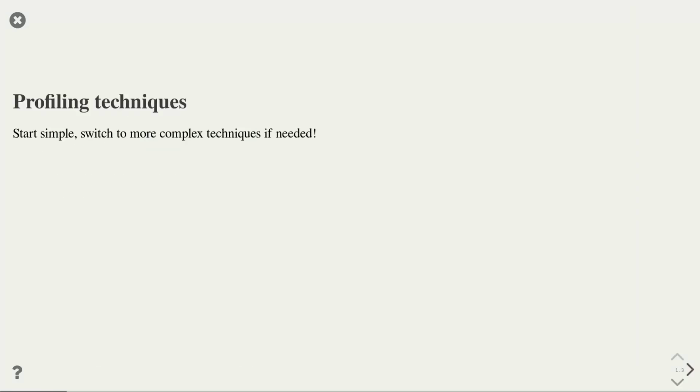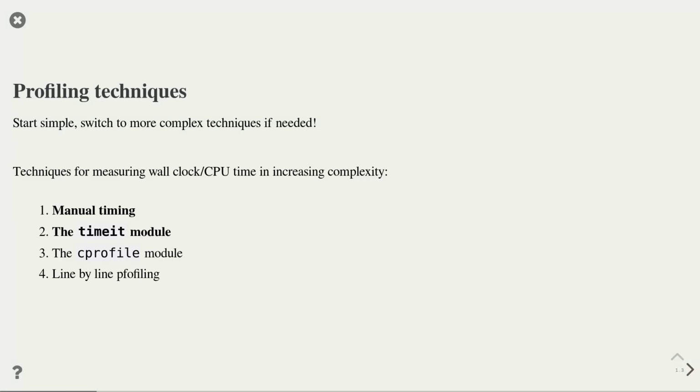As a general guideline, when you perform profiling, make sure that you start with simple techniques and switch to more complex ones if needed. The most common techniques for measuring wall clock time and CPU time are the following, listed by increasing complexity. First, manual timing. Second, the timeit module. Both of these I will show you during this lecture. There's also more advanced timing profiling, the cProfile module, and line-by-line profiling. Both of these we will cover in our interactive lecture.